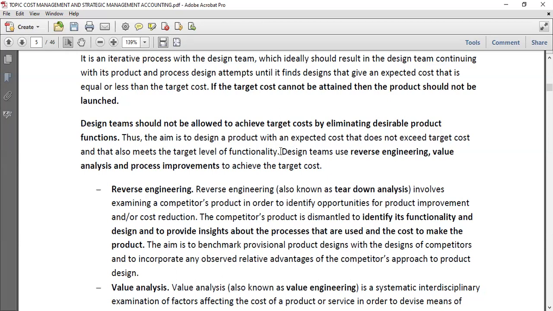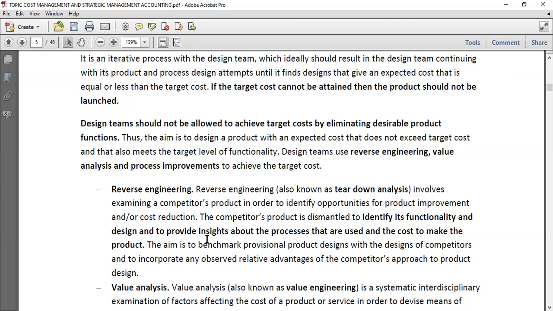Now, the design team has different concepts that it might use in this process. One of them is reverse engineering, the other is value chain analysis, and then the other is called process improvement. These reverse engineering, value analysis, and process improvement are also key components of the strategic management approach. But for matters of target costing, we shall just try to understand what concepts they basically are.